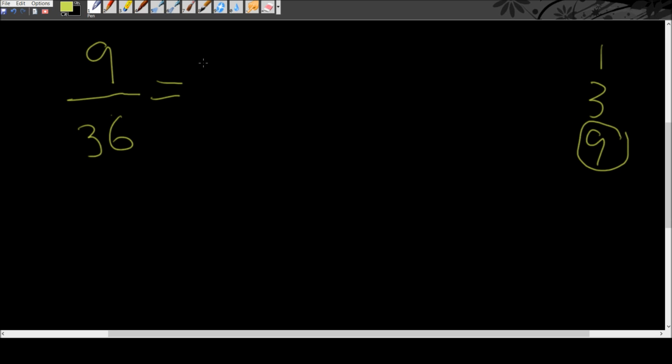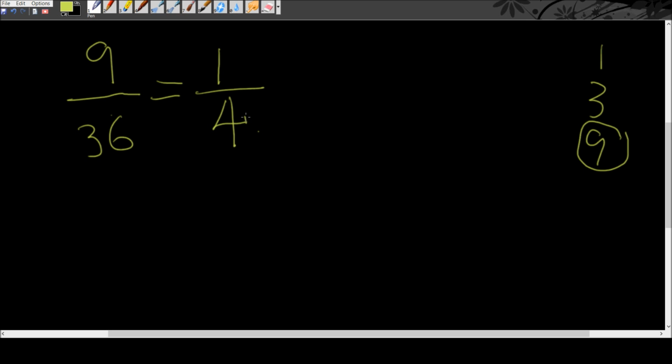Okay, so we're going to say how many 9's go into 9? 1. And how many 9's go into 36? 4. Okay, so we've simplified 9 over 36 to 1 over 4. Okay, so simplifying fractions isn't too bad.